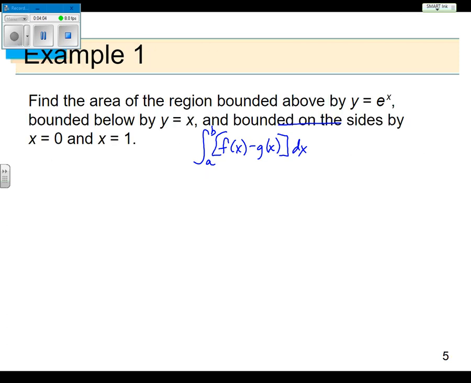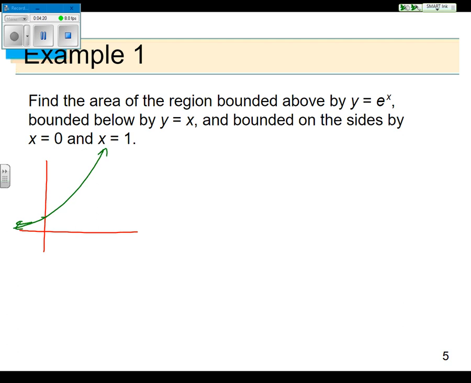So let's try this with an example. I want to find the area of the region bounded by these two parent functions. We know these two parent functions. We're good with them. We have y equals e to the x. That's just the exponential function that comes up. And then we have y equals x. That's the identity function that runs through the origin and has a slope of 1. And what I am wanting to do is find the area of the region that's between 0, and I'm just going to make up a spot right here, 1.